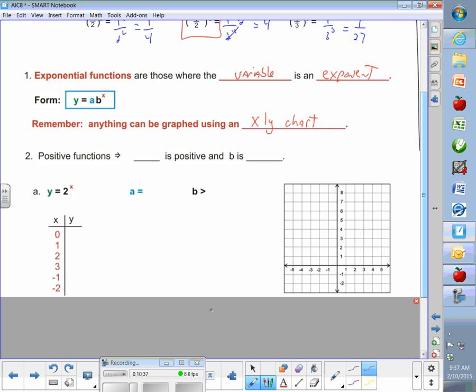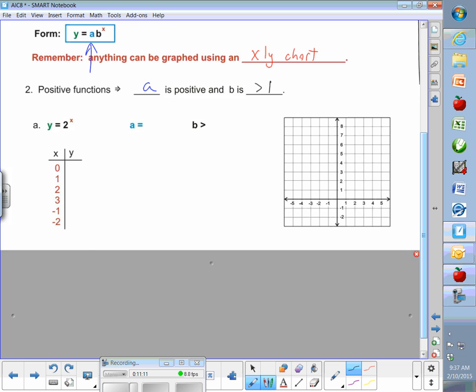All right. So positive functions. Don't worry a lot about this. The a is positive, and it goes with the a of the form right up above, right? That a is positive, and the b is greater than 1. Whenever that's the case, you're going to have a positive function. And quite honestly, you guys are mostly going to do positive functions. So that's our first example here. It is of a positive function.